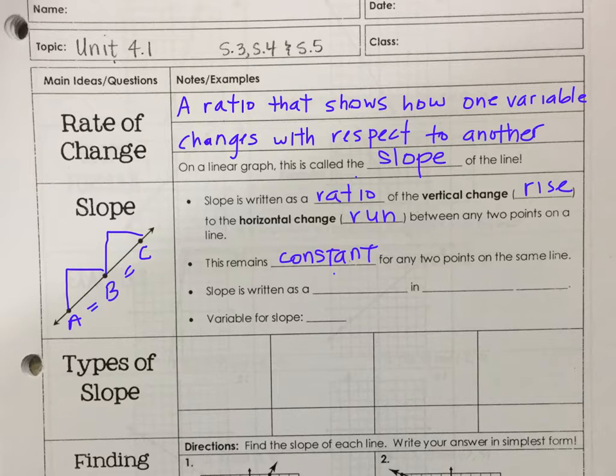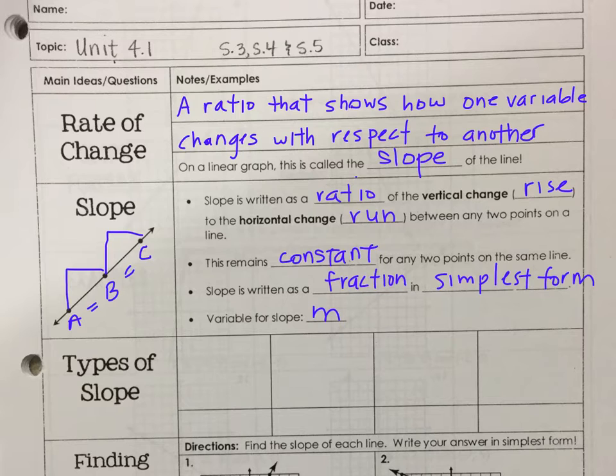Slope is written as a fraction in simplest form, and the variable that we always use for slope is the letter m.